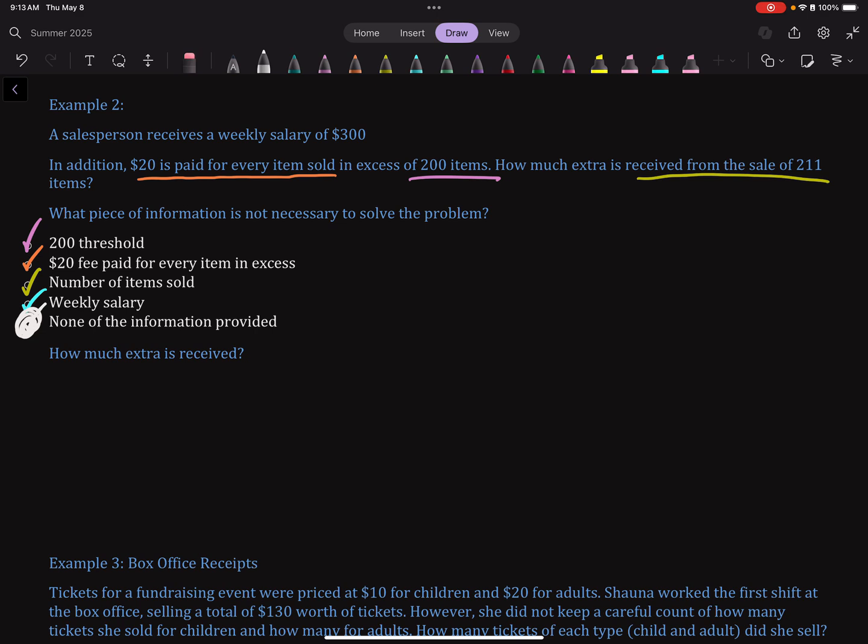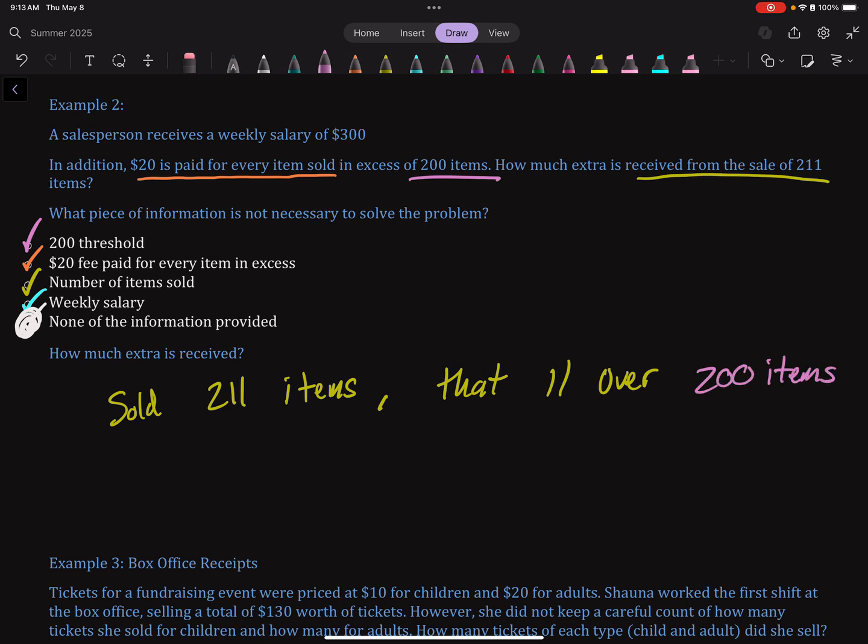So we need to know how much extra is received. So this person sold 211 items. That's 11 over 200. So this person sold 11 over 200 items sold. So if this person sells 11 items that are extra and you get $20 per item, we multiply. So you get an extra $220.